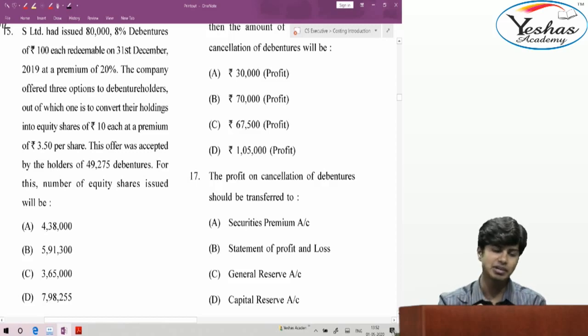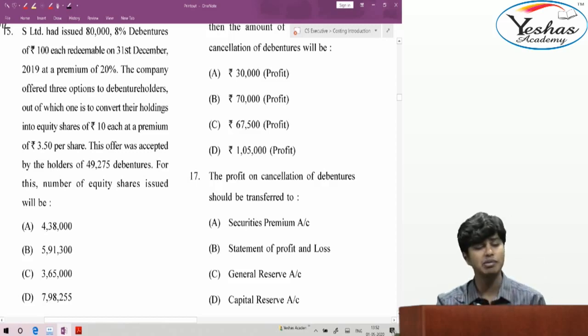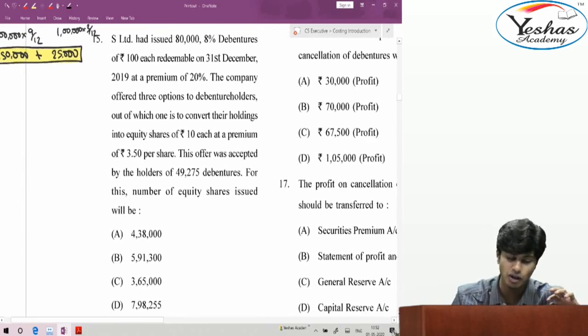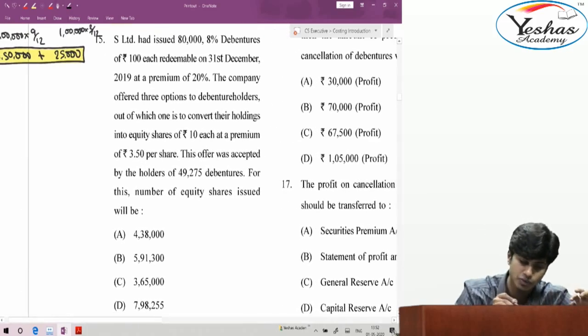Yes Limited had issued 80,000 8% debentures of rupees 100 each, redeemable on 31st of December 2009 at a premium of 20%. Very good. They had issued it at par, sorry, redeemable at premium. So basically, what is the agreed value for redemption now?